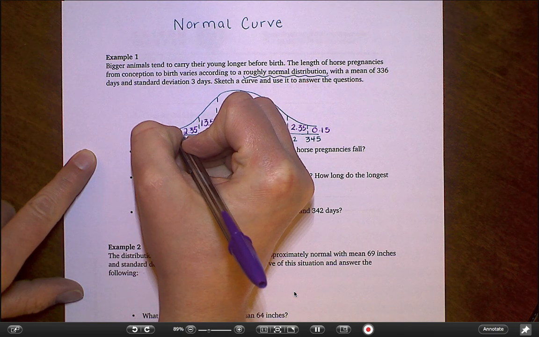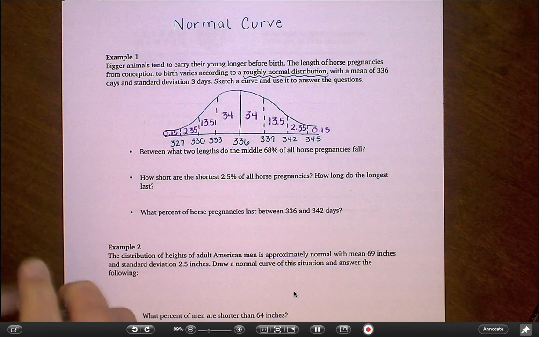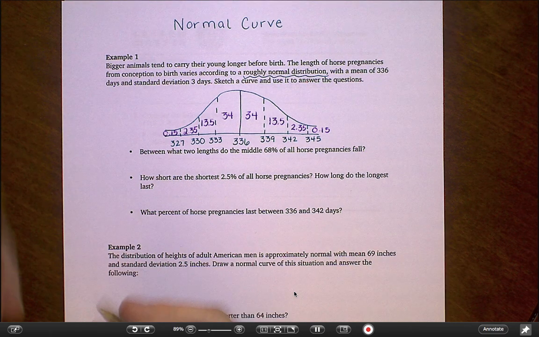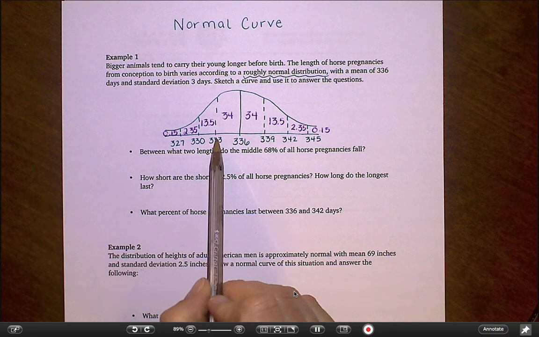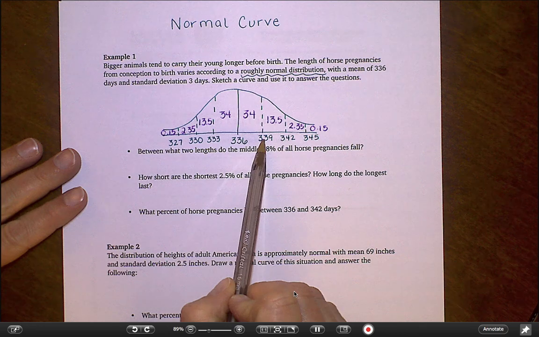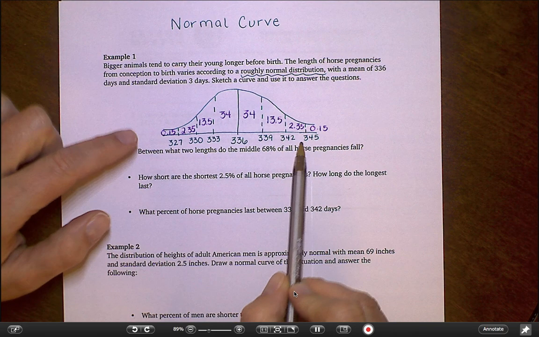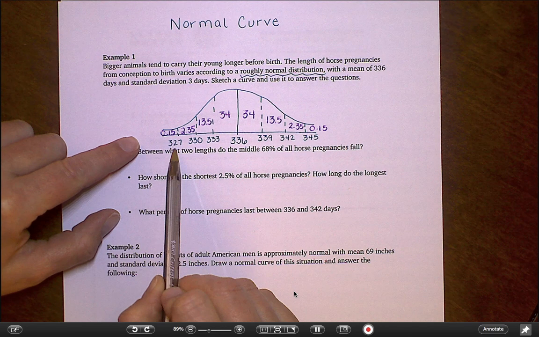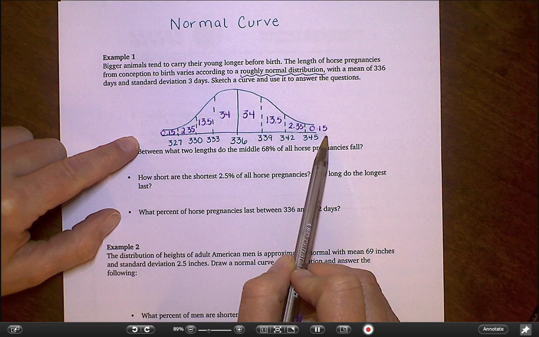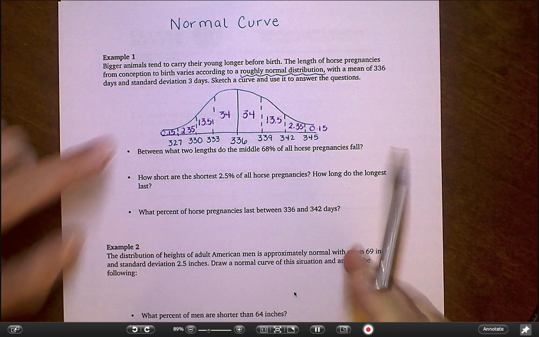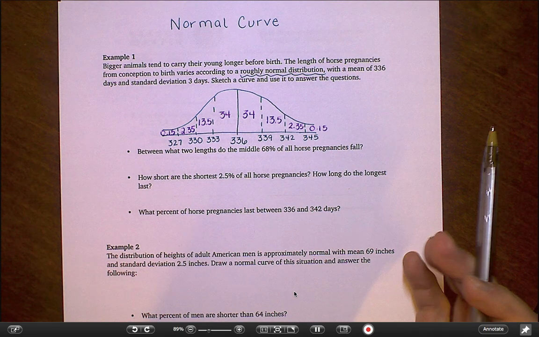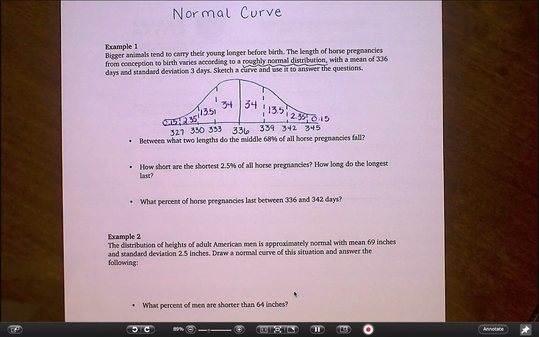So really what this means is that people collected data on the length of times that horses were pregnant for a long time. And they arranged all this data, and this is what they observed, is that typically, 336 was average. We had some below, some above. But the great majority of horse pregnancies fell between 327 days and 345 days. There were a very small number that were less, a very small number that were more than that. Okay, so that whole idea of being within 3 standard deviations of the mean is really significant with a normal curve. So we're going to use this diagram to answer these questions.